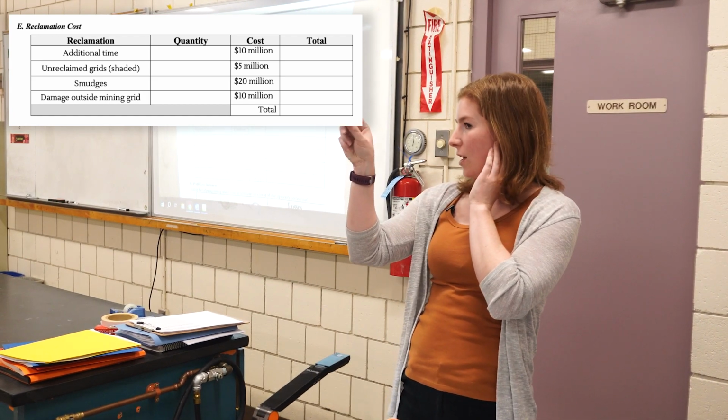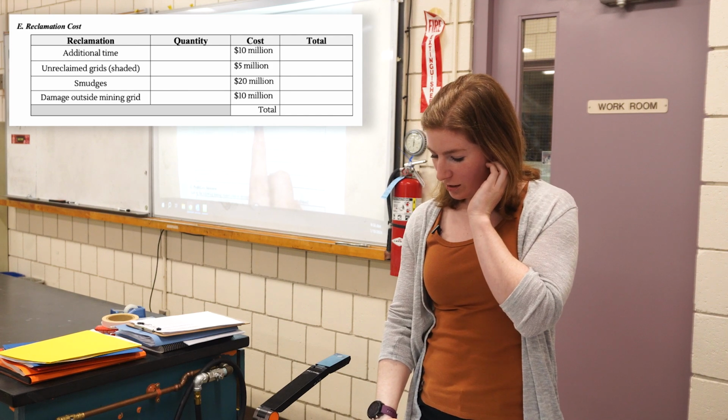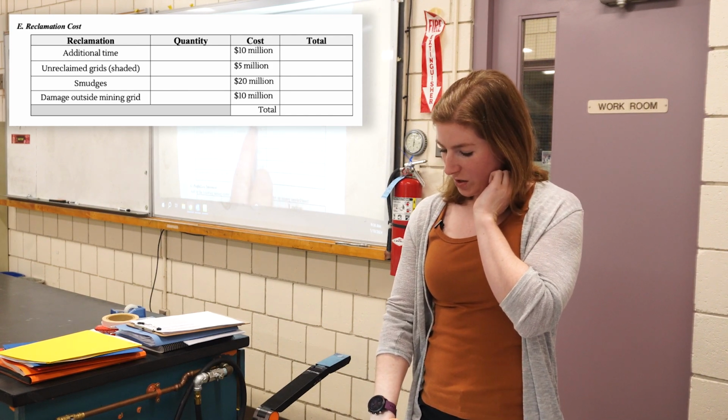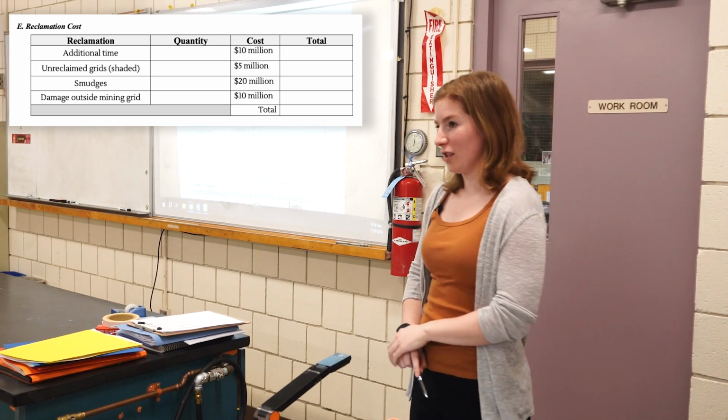This, Juliet, is where the smudges come into play. If you have smudges, the smudges are separate. So if you have 2 smudges, put 2 here. Those are $20 million each.